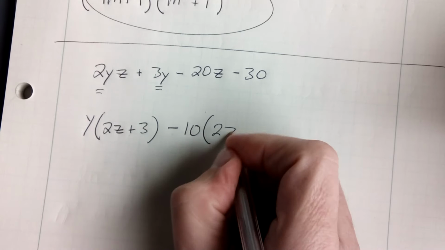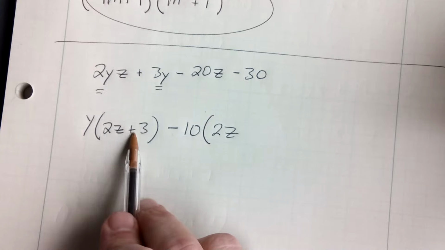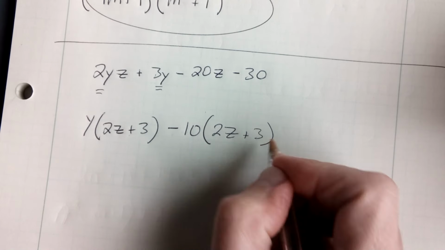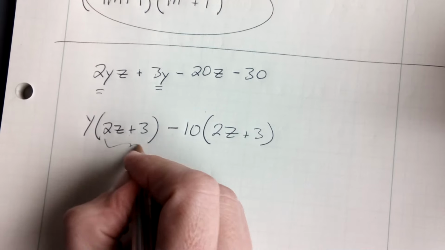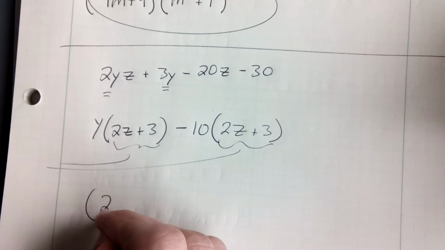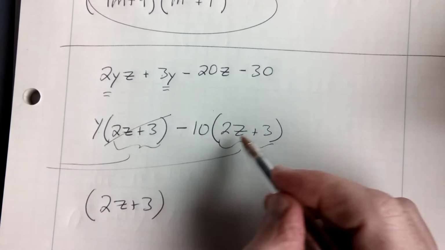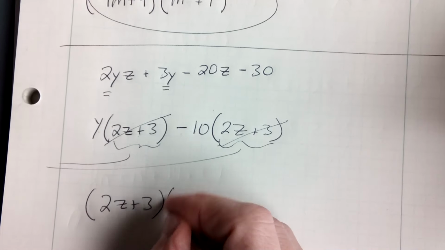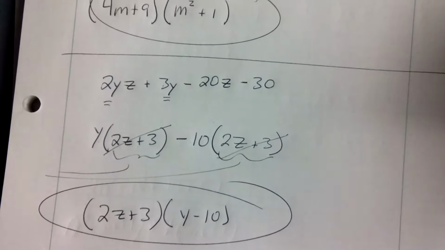z. What's negative 30 divided by negative 10? It's plus 3. I get the exact same set of parentheses. So now what do I do? I take this, I pull it out in front as a single 2z plus 3, because I factored this away from the y and I factored this away from the 10. So what's left? A y minus 10. And you're done. Does that make sense?